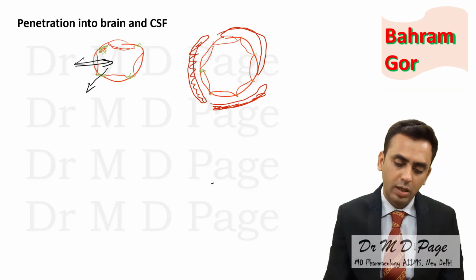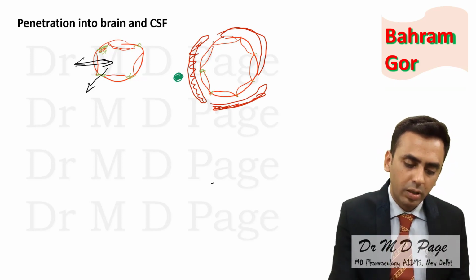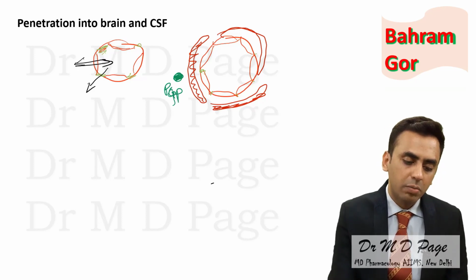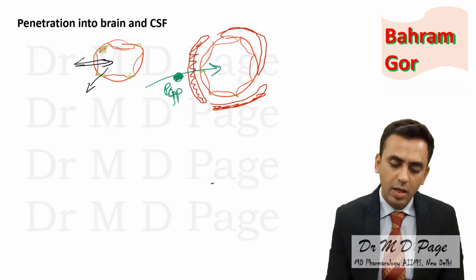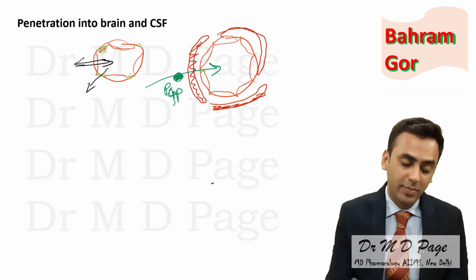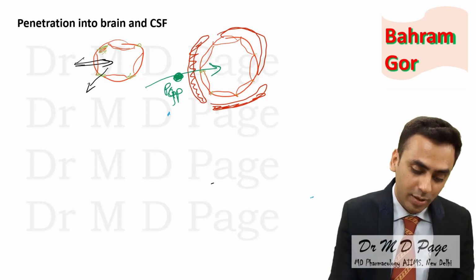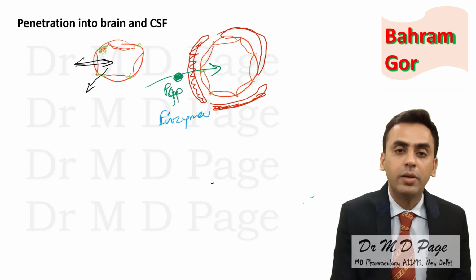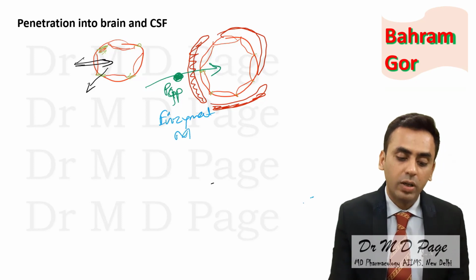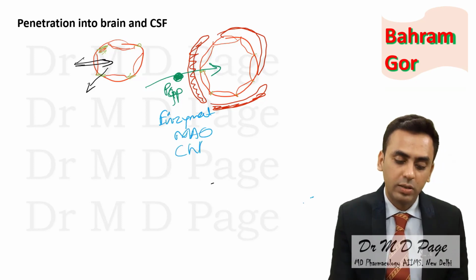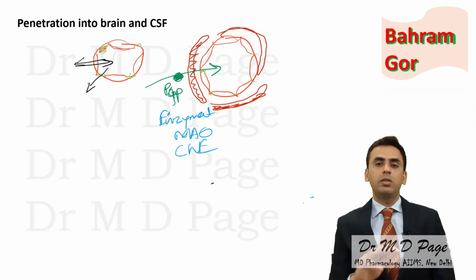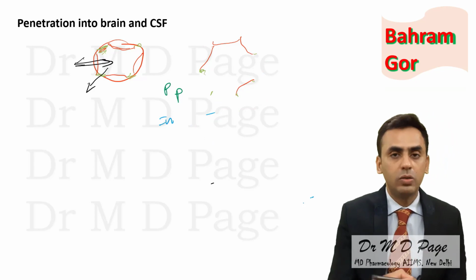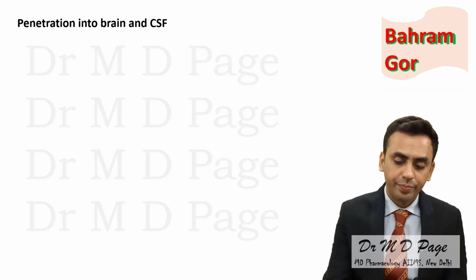Apart from that, there are proteins, for example P-glycoprotein, which, if the drug comes, will pump the drug back out. And apart from that, there is also the enzymatic blood-brain barrier, enzymatic BBB. What will it do? For example, monoamine oxidase and cholinesterase will metabolize whatever is coming. So hence transfer of drug to the brain is very difficult.